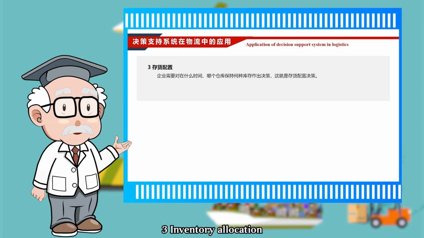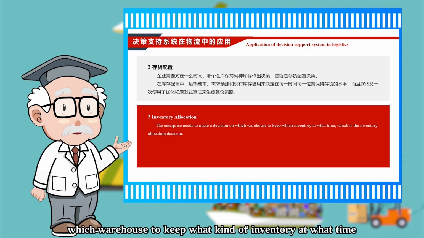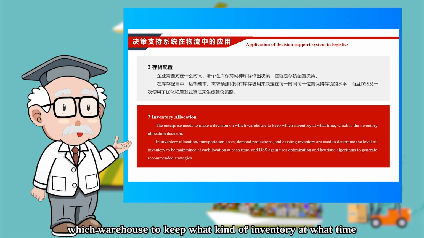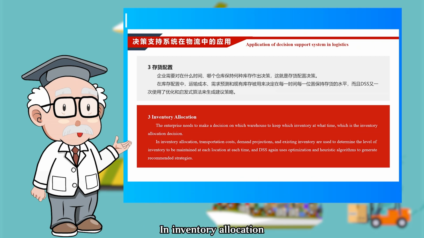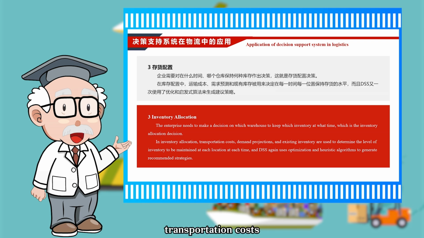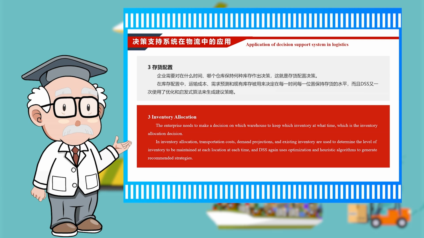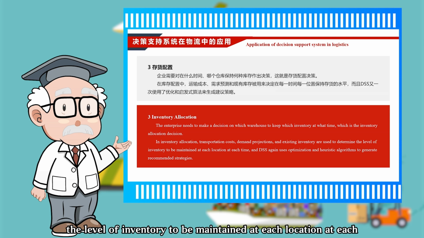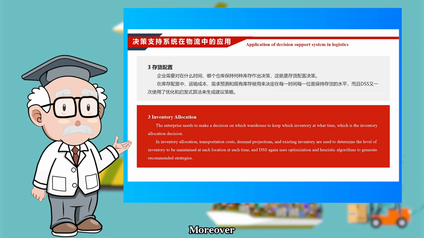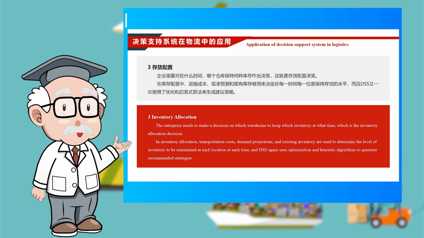Three, inventory allocation. Enterprises need to make decisions on which warehouse to keep what kind of inventory at what time, which is the inventory allocation decision. In inventory allocation, transportation costs, demand forecasts, and existing inventory are used to determine the level of inventory to be maintained at each location at each time. Moreover, DSS again uses optimization and heuristic algorithms to generate recommended strategies.